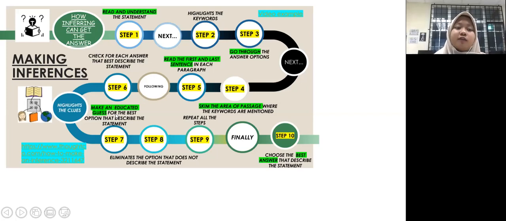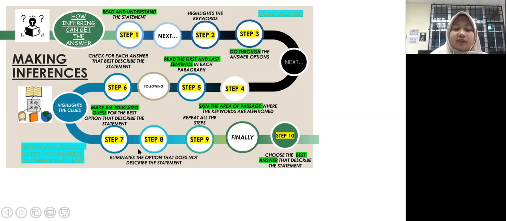After you found the clues, try to make an educated guess, make an assumption, because this is what the question is all about. The answer is not stated in the text, but the clues are there, therefore you have to highlight the clues to help you understand more and to know what the answer is.